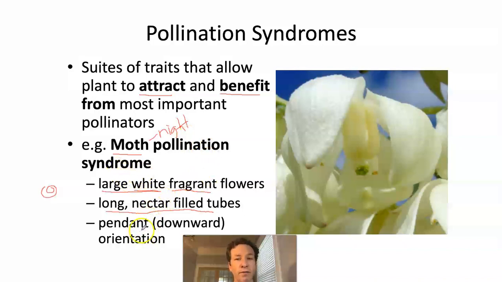Moths don't want to land on flowers. This is partly because at night they can't see if there's a spider or other predator hanging out on the flower. And so instead of landing, moth flowers hang downwards, like so, and the moth hovers below.